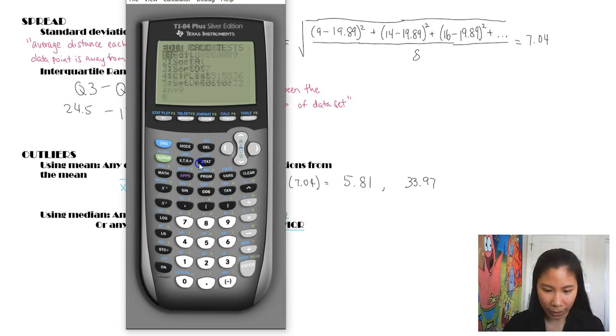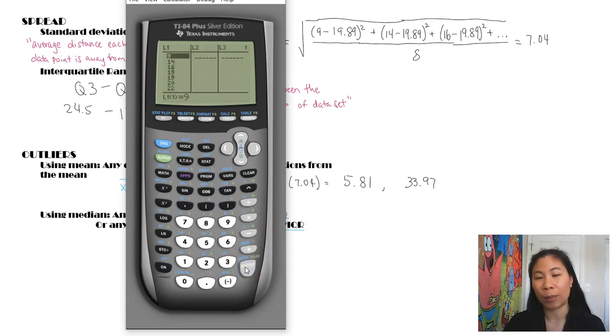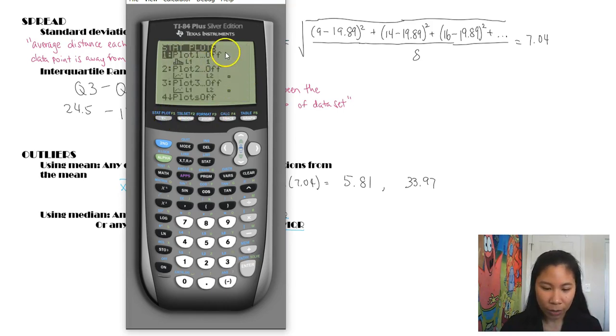So here on mine, under Stat, Edit, I put all my numbers in for my data set. And then we're actually going to make a graph. So I'm going to go second stat plot. Remember, the Y equals button is for graphing, stat plot because we have a list of numbers. And then we're going to turn one of our plots on. So I'm going to choose plot number 1. Make sure On is highlighted.